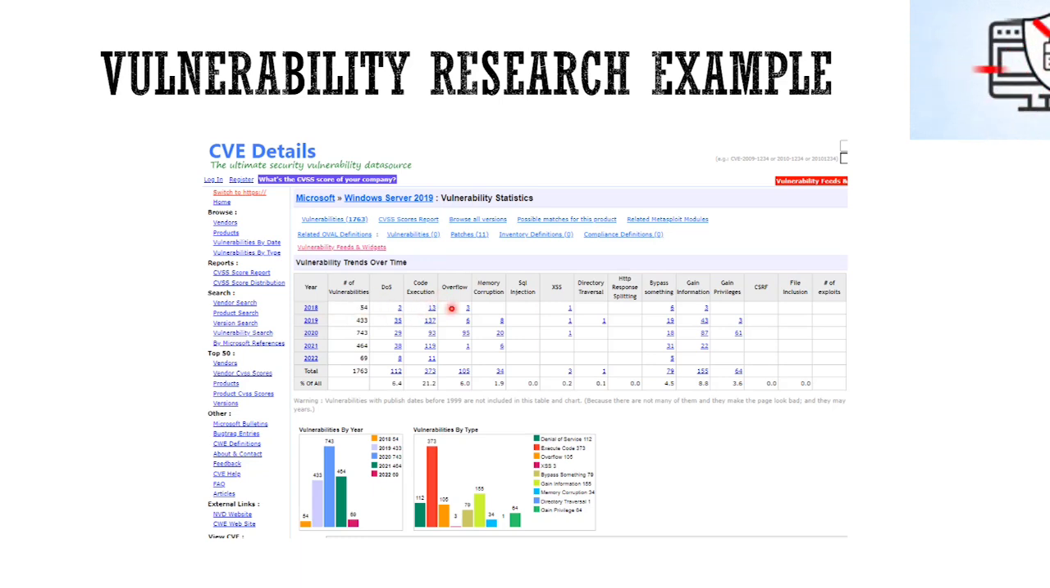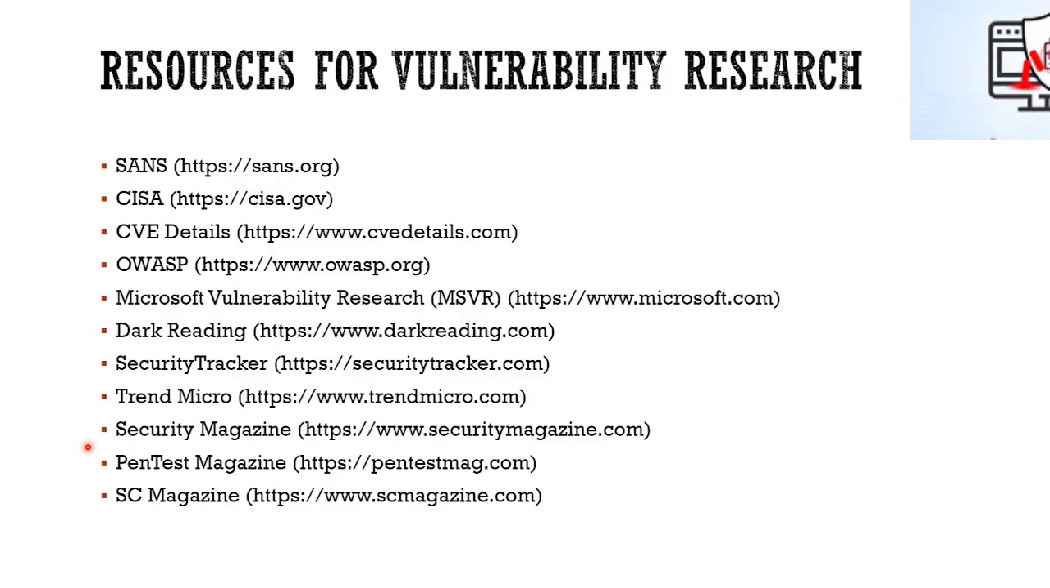There are a ton of places you can go to research vulnerabilities, from SANS and CISA, CVE details, OWASP, Microsoft, Dark Reading, all the way down. Got a whole other page for you. They're all really good places to research vulnerabilities. So now we have seen vulnerability analysis. Let's move on.